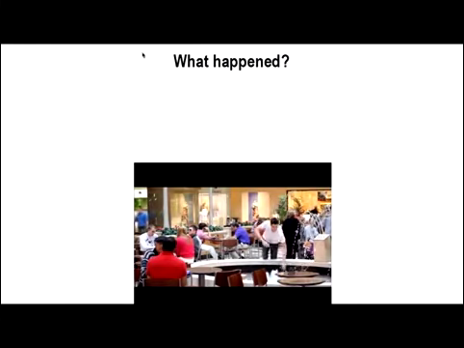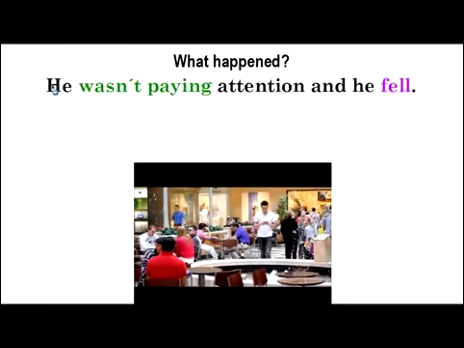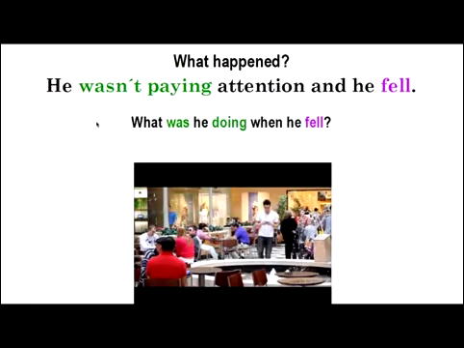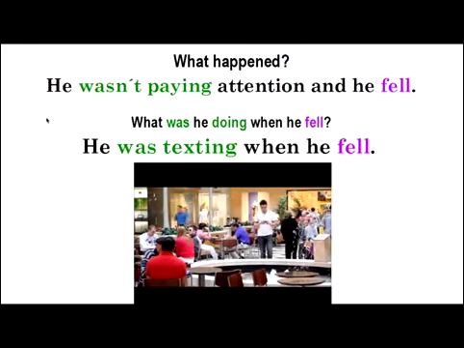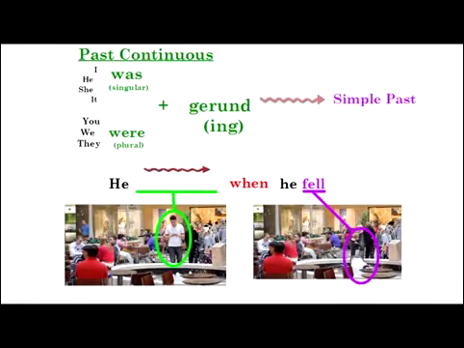So, after watching that video, what happened? What happened? Well, he wasn't paying attention and he fell. And what was he doing when he fell? He was texting when he fell. So, this is the grammar that we're going to look at today. Okay. So the grammar we're studying today is called the past continuous.